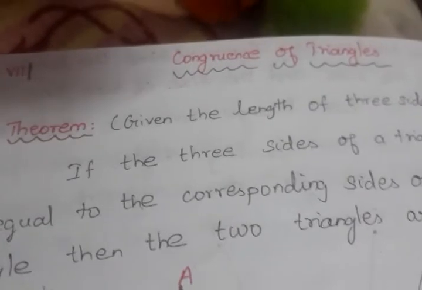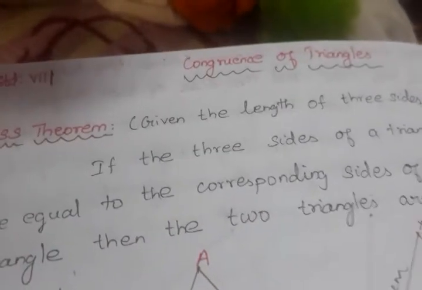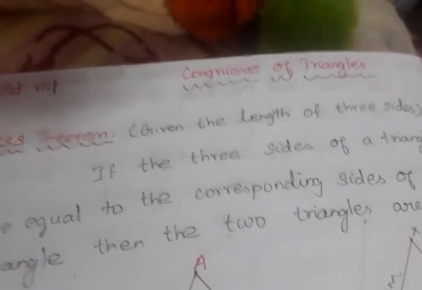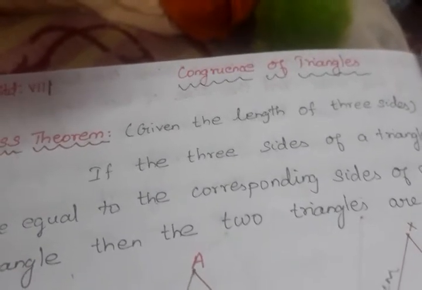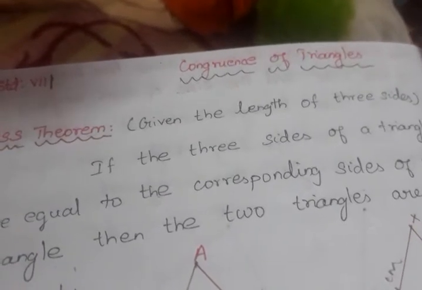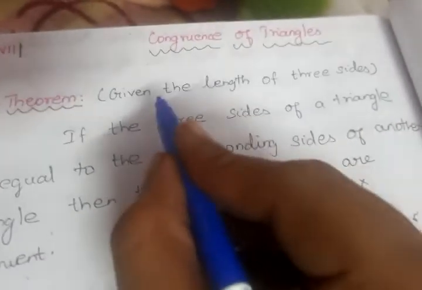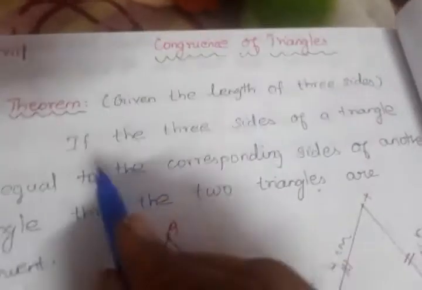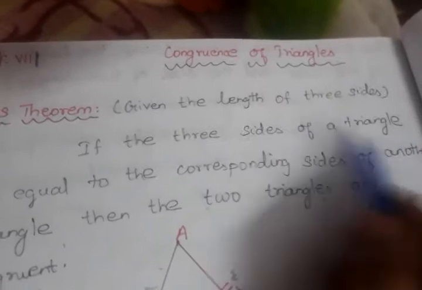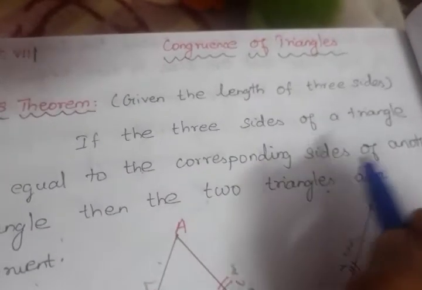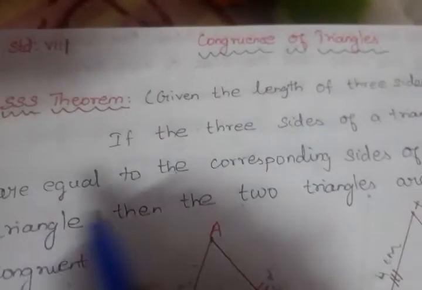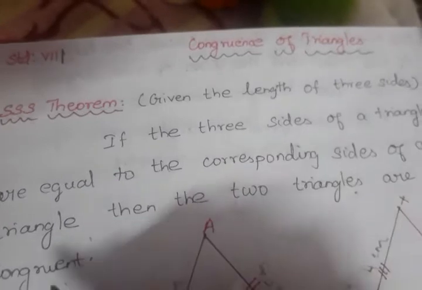Next one, congruence of triangles. So congruence of triangles, we already studied the theorems. So recollect the theorems: SSS theorem, SAS theorem, AAS theorem. Okay. So now we are going to learn SSS theorem. SSS theorem means given the length of three sides, if the three sides of a triangle are equal to the corresponding sides of the another triangle, then the two triangles are congruent.